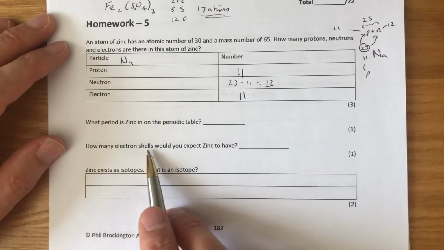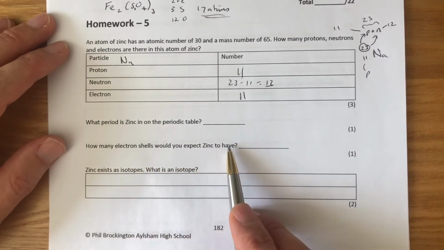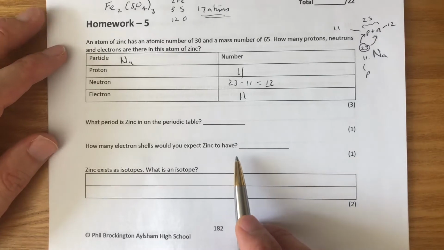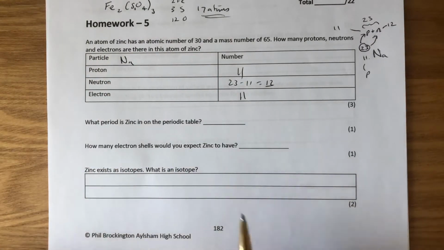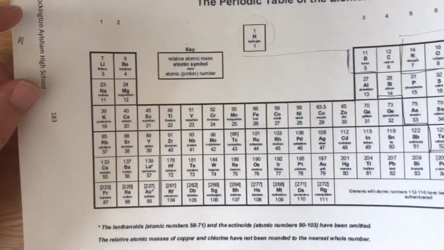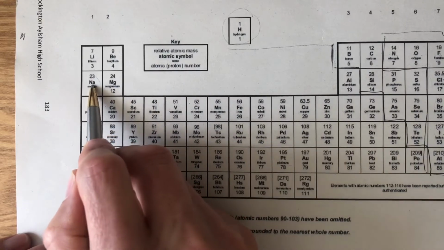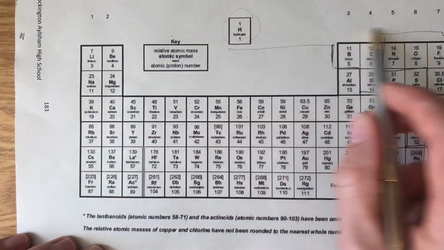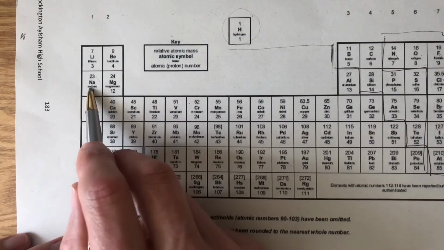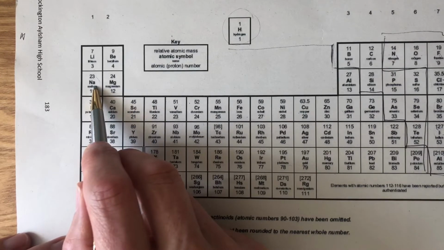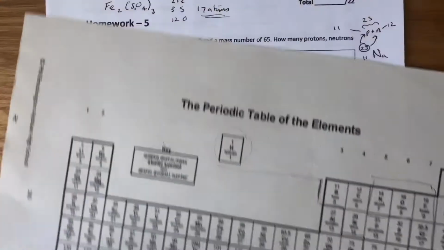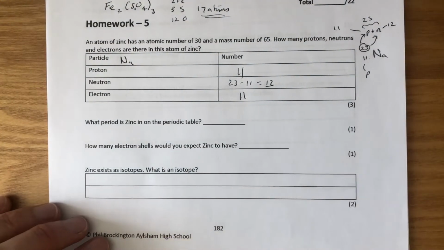How many electron shells would we expect zinc to have? Well, the period number tells us the number of electron shells. A moment ago we looked at sodium. Remember, I'm not doing your homework for you. You need to work out where zinc is. We said sodium was in period 3. Period 1, period 2, period 3. That tells us it has 3 electron shells. The period number is equal to the number of electron shells.